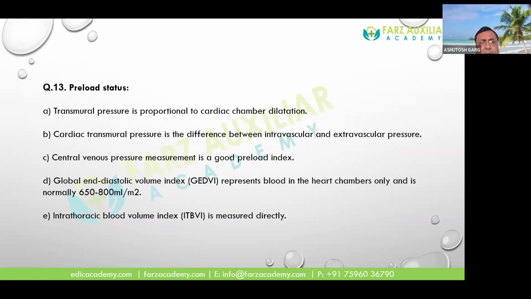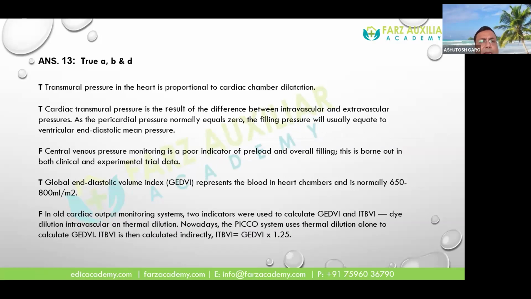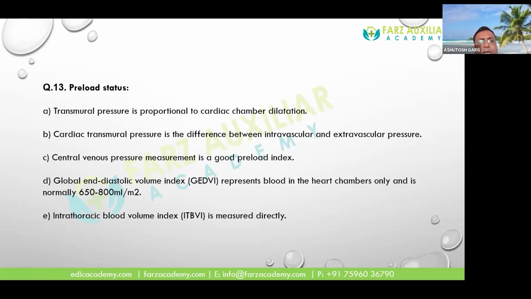Answer is A, B, D are true. Transmural pressure is proportional to cardiac chamber dilatation, true. Cardiac transmural pressure is the difference between intravascular and extravascular pressure, true. And then GDVI, the normal value is 700, so 650 to 800 is correct. CVP is a good preload index, no. CVP is a static parameter.